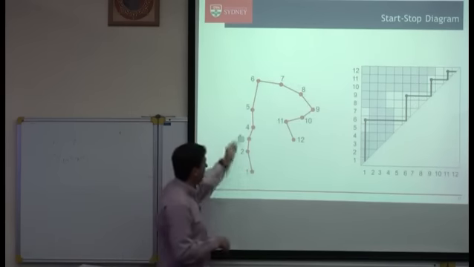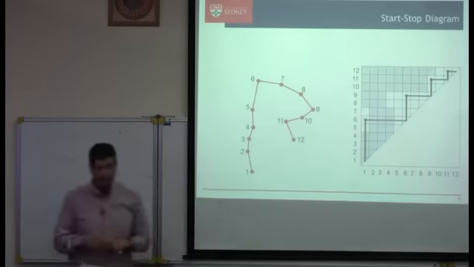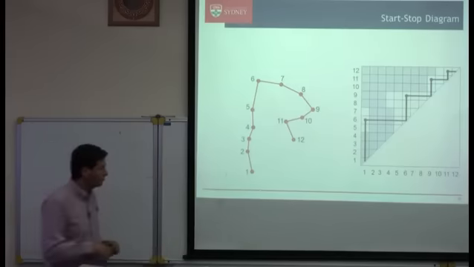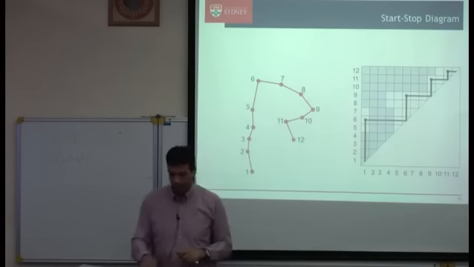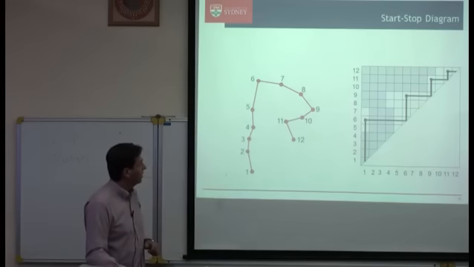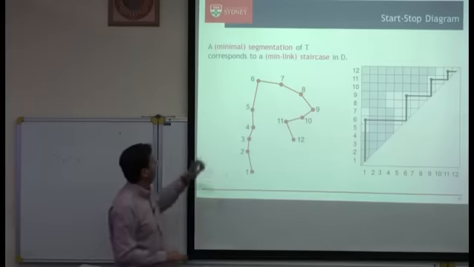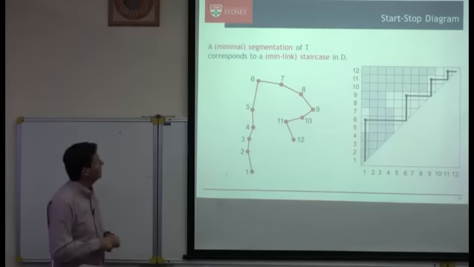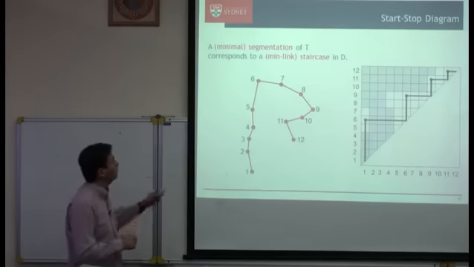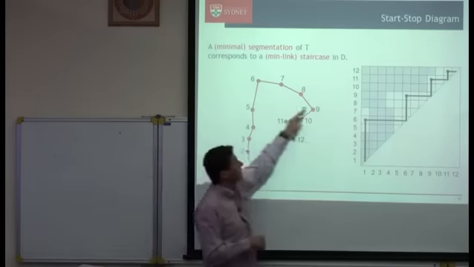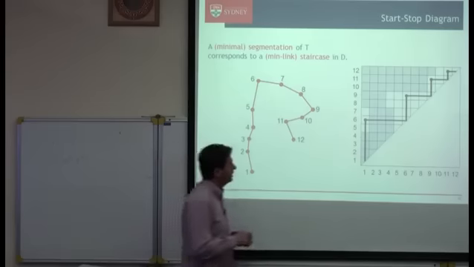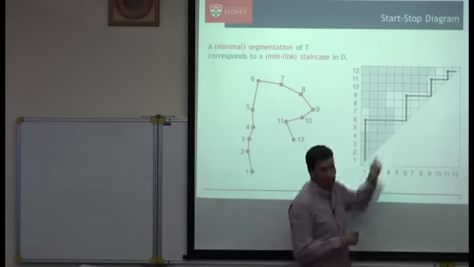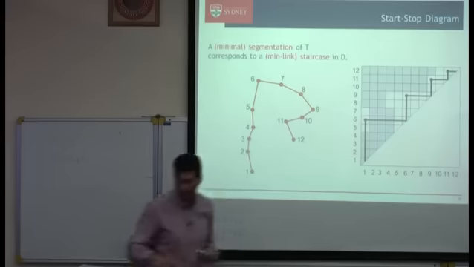So say we have a trajectory containing 12 vertices. And now I build the start-stop diagram. Okay. So now the statement says that a minimal segmentation of T corresponds to a minimum link staircase in D. Right? And this staircase has to go to the diagonal of this diagram.